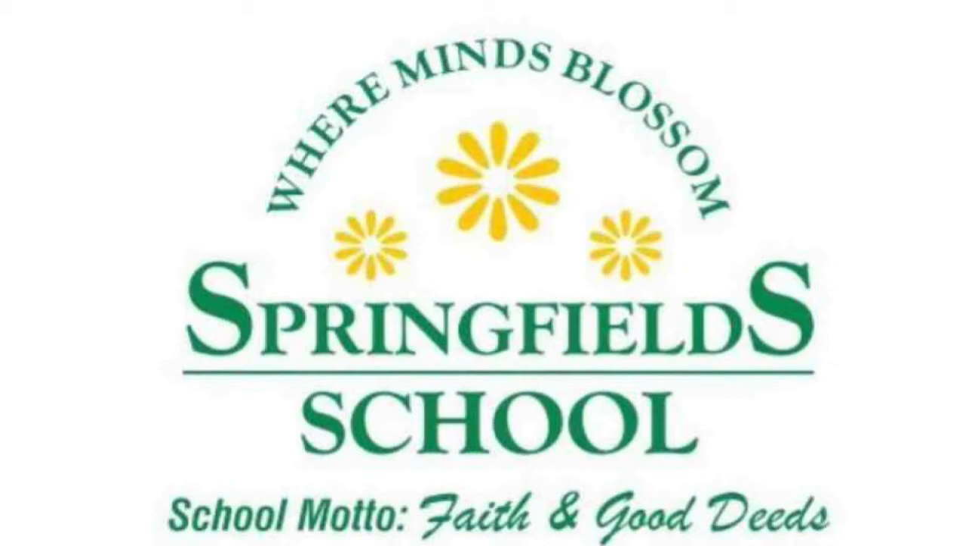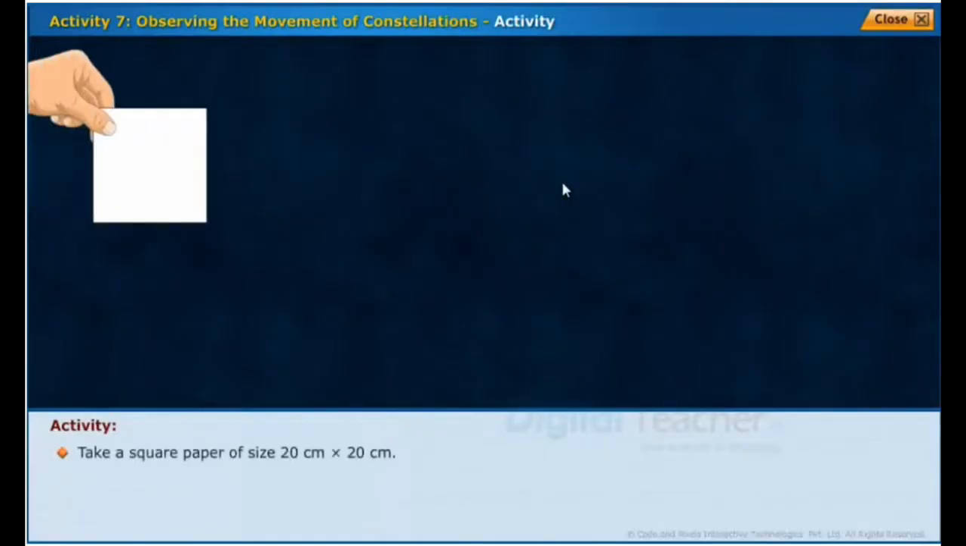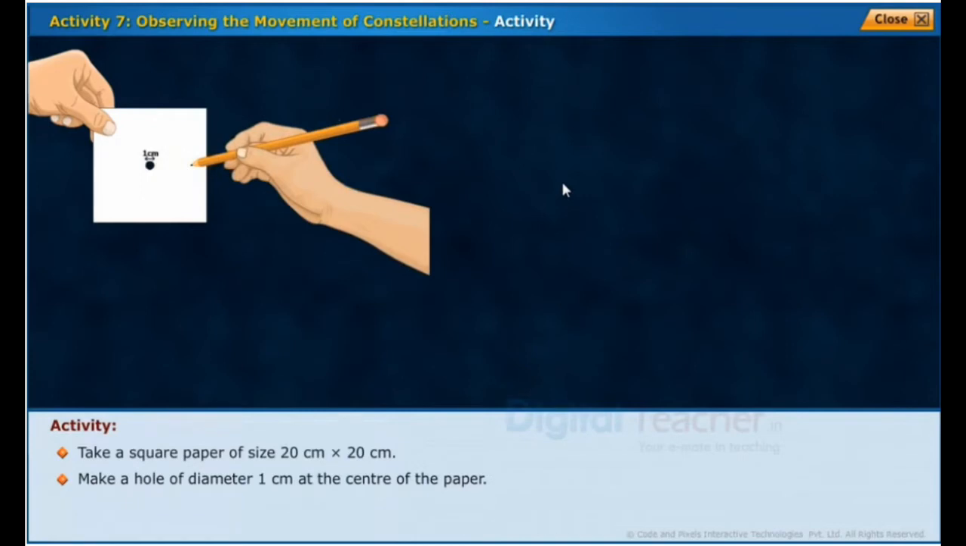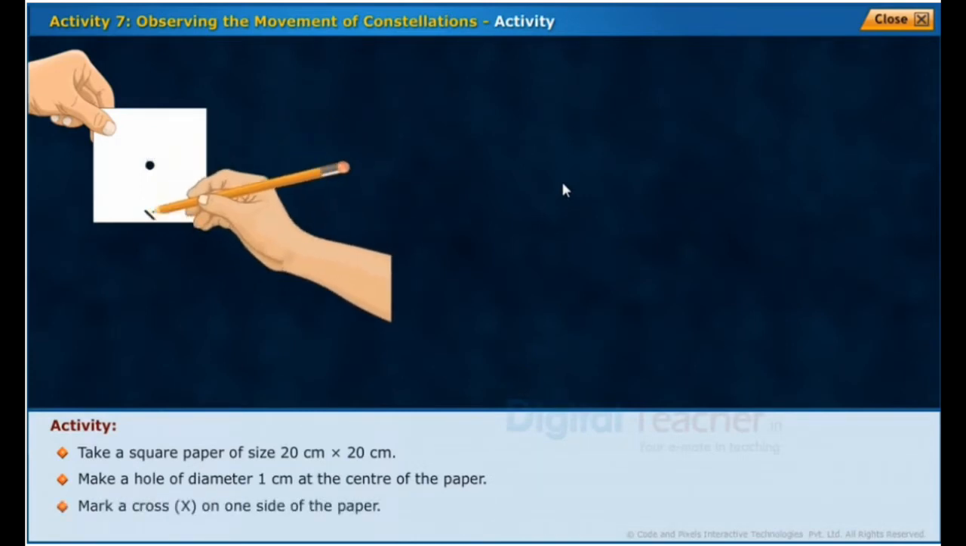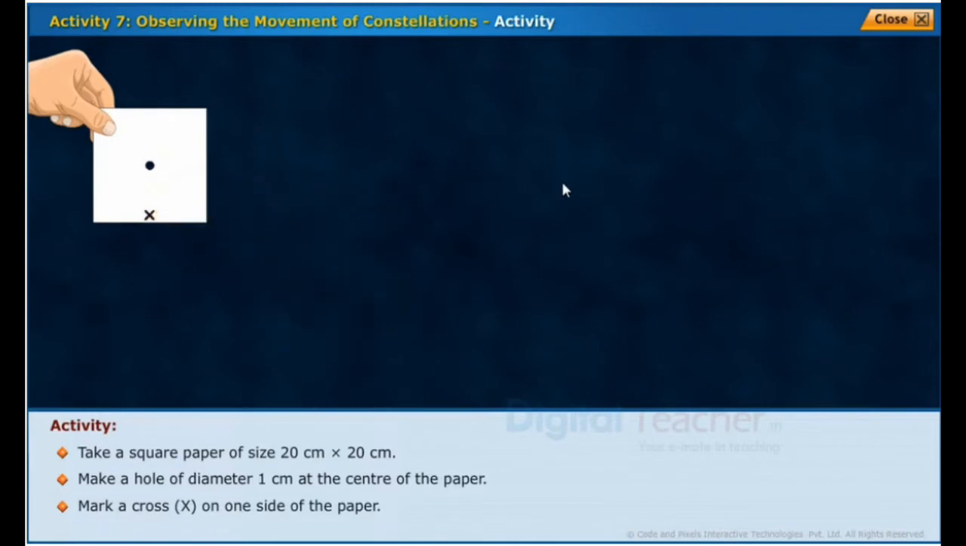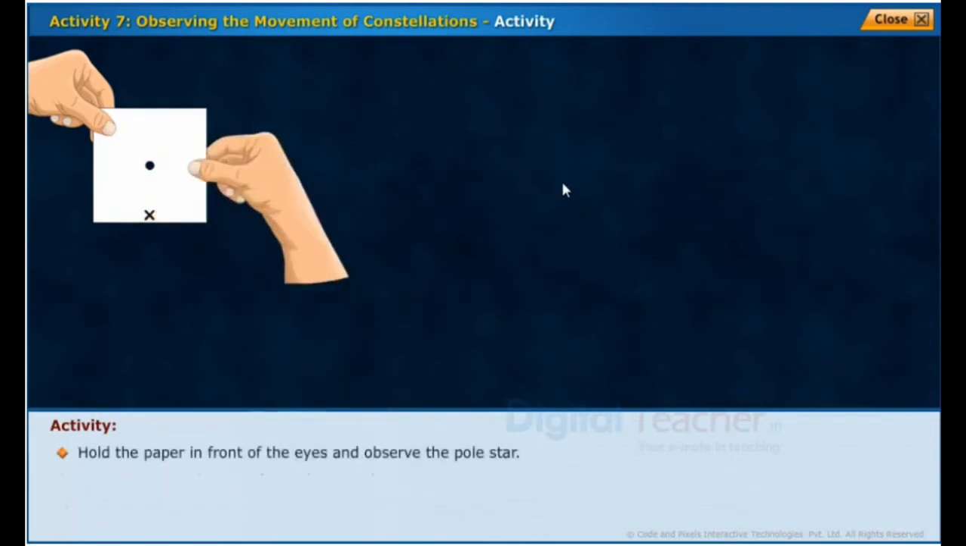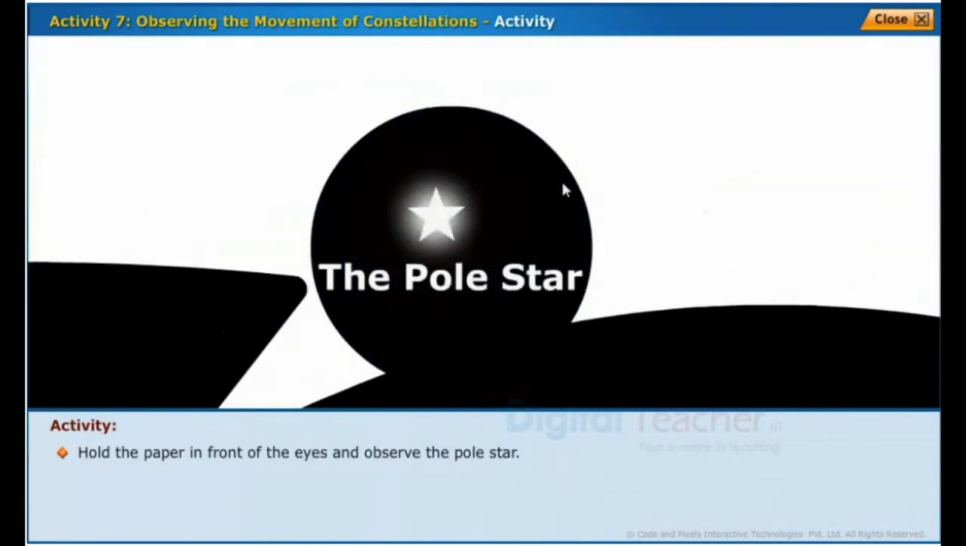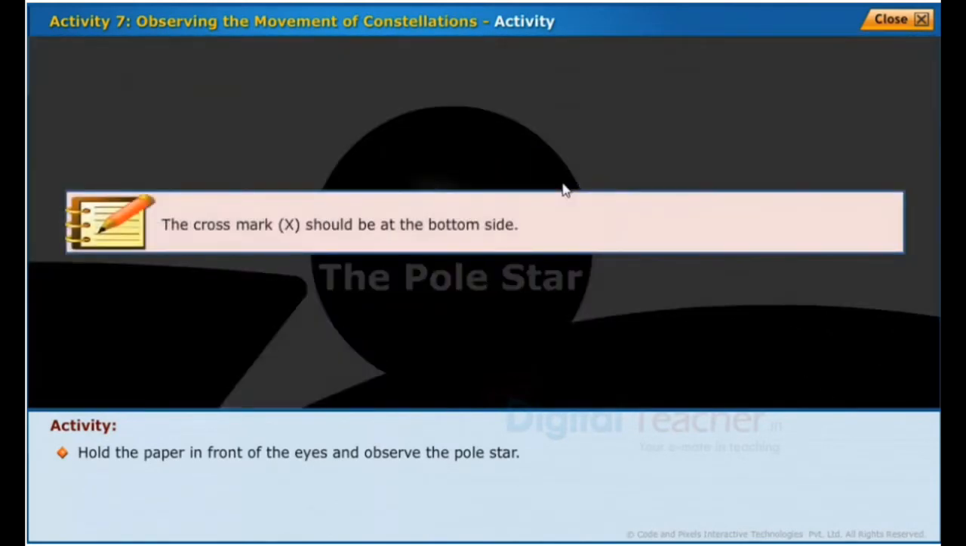Today, let's begin with Activity 7, Observing the Movement of Constellations. Take a square paper of size 20 centimeter. Make a hole of diameter 1 centimeter at the center. Mark a cross on one side of the paper and hold the paper in front of the eyes and observe the pole star. The cross mark should be at the bottom of the side.